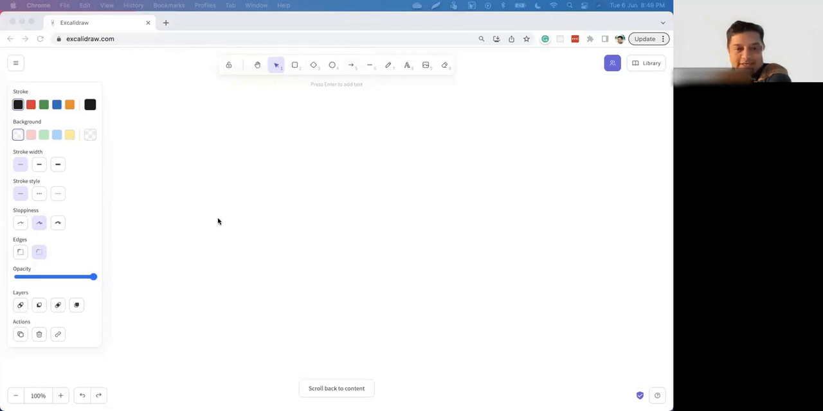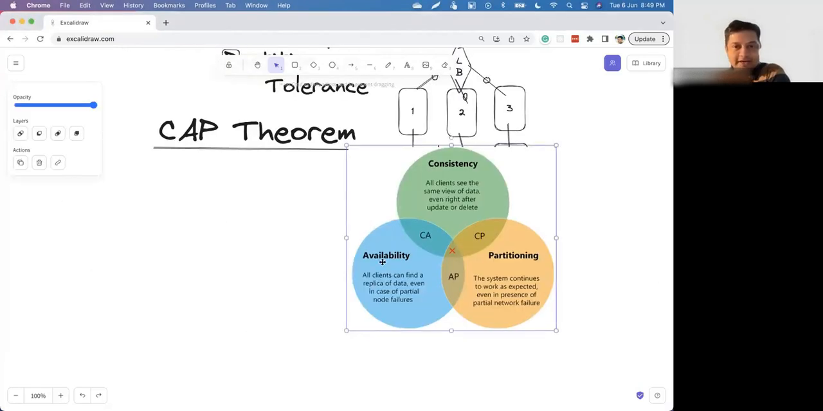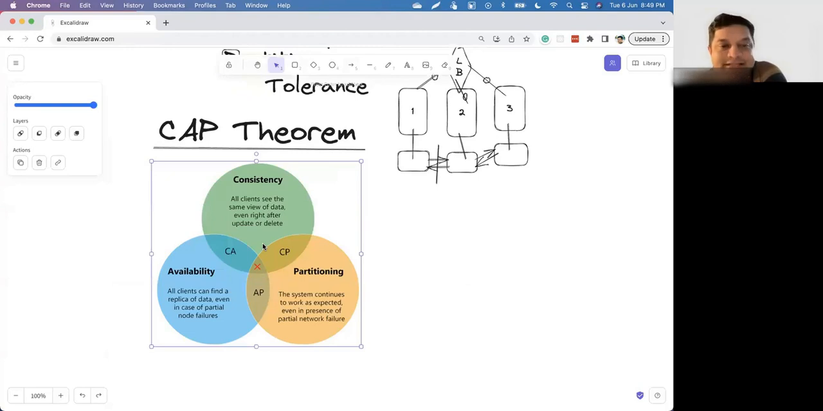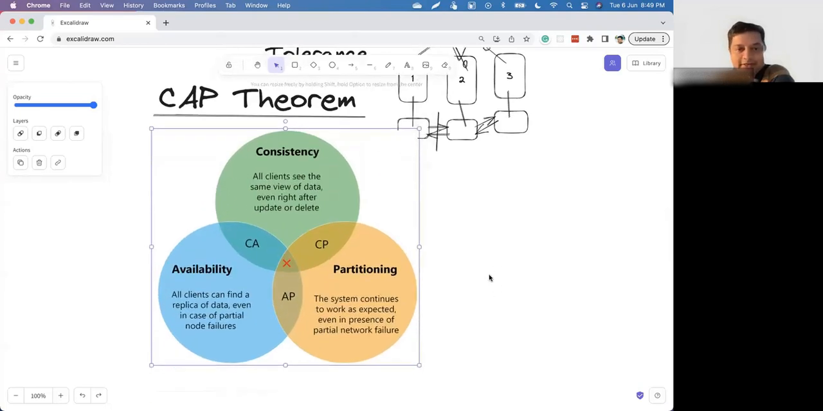So let me show you in a diagram here, right? See, this is the diagram which explains the CAP theorem. It says consistency is that all the clients see the same view of data, even right after an update or deletion, right? This is consistency. Availability, are you all able to read? Okay, I have made it bigger. All clients can find a replica of data, even in case of partial node failures, right? See, availability could be there, but consistency may not be there.